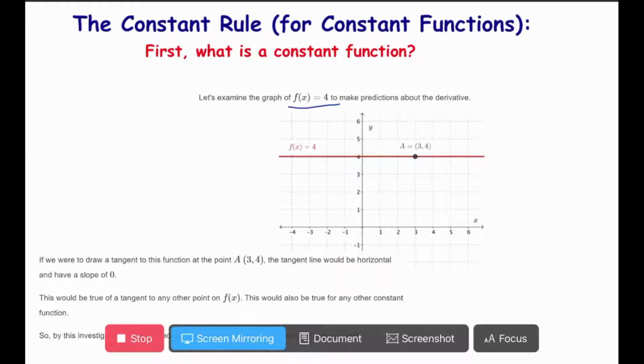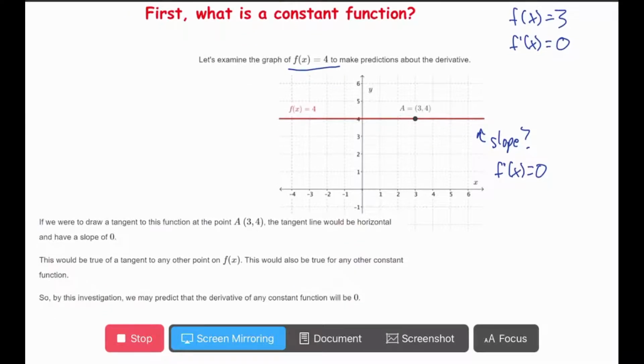So let's think right away. What do we know about the slope of this line? What do we know about the derivative of this line? Well, it's going to be 0 everywhere. And if I had another constant line, such as f of x equals 3, same thing's going to happen. F prime of x is just a horizontal line with the same y value everywhere, so the derivative would be equal to 0. If we were to draw a tangent to this function at the point A of (3, 4), the tangent line would be horizontal, and we can sketch that right away, and have a slope of 0.